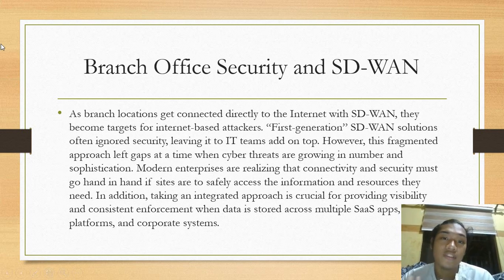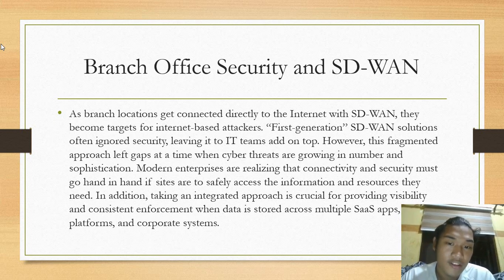Branch office security and SD-WAN. As branch locations get connected directly to the internet with SD-WAN, they become targets for internet-based attackers or hackers. First generation SD-WAN solutions often ignore security, leaving it to IT teams. However, this fragmented approach left gaps at a time when cyber threats are growing in number and sophistication.